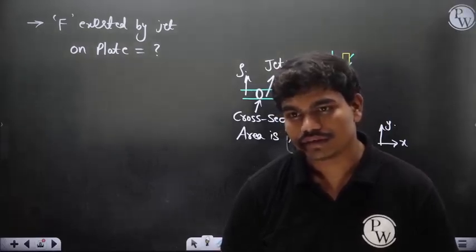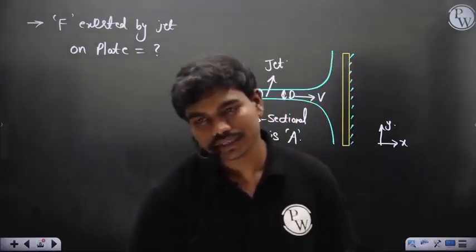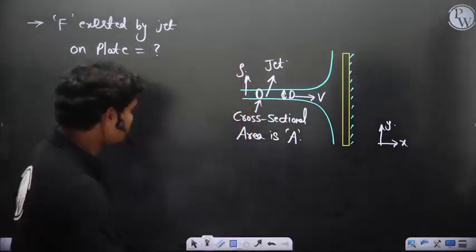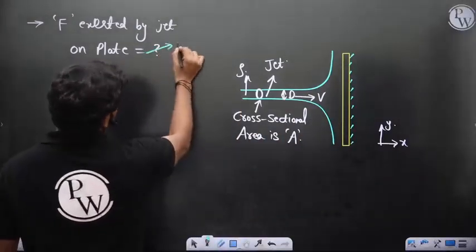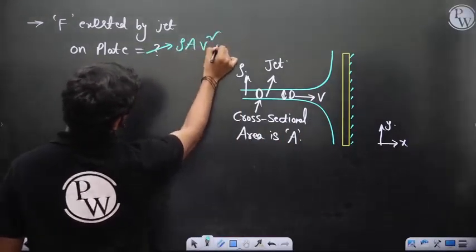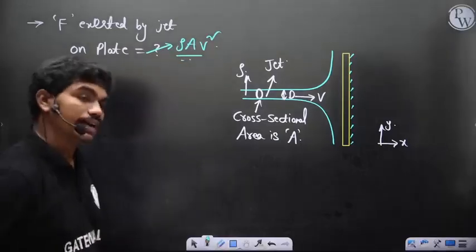MA is rho a v square, correct? That's what you want to say. Okay, so this is rho a v square, which many of you might have done in your fluid mechanics class. So rho a v square, good.